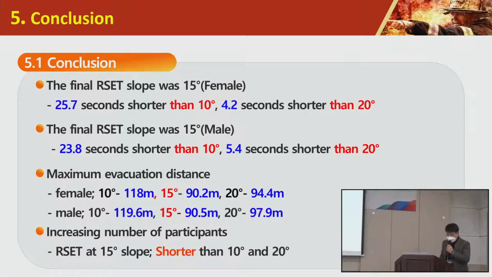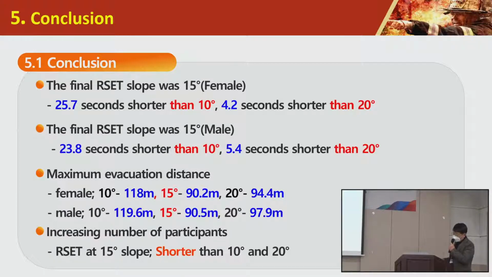Now I'd like to give the conclusion. First conclusion was that the final RSET at slope 15 degrees for female was 25.7 seconds shorter than 10 degrees, and 4.2 seconds shorter than 20 degrees.